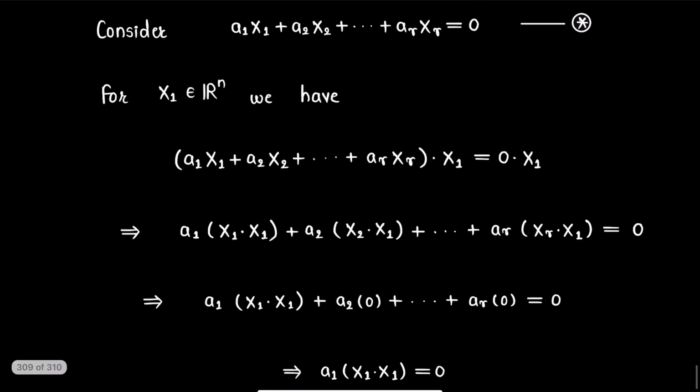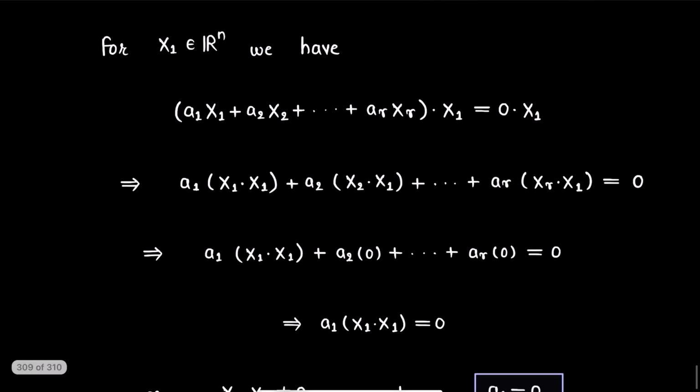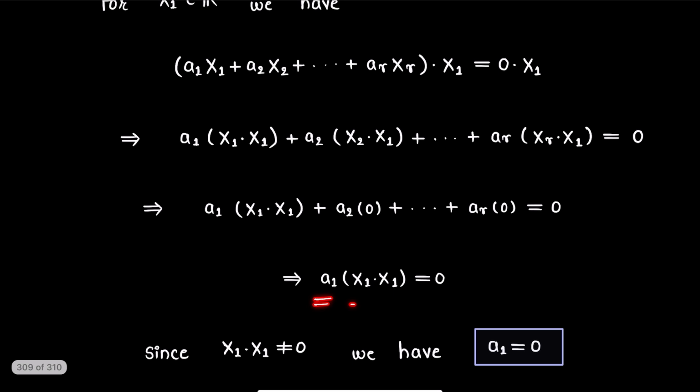Now note that from the given condition, this x2 dot x1 will be 0 as 2 is not equal to 1. Then next term will be x3 dot x1 and that will be 0 since 3 is not equal to 1. Similarly, last term xr dot x1 will be 0 as r is not equal to 1. So, all these terms will be 0 and we get this. And therefore, we have a1 x1 dot x1 is equal to 0. Now note that x1 dot x1 is not equal to 0 as 1 is equal to 1. So, we get the scalar a1 must be equal to 0.